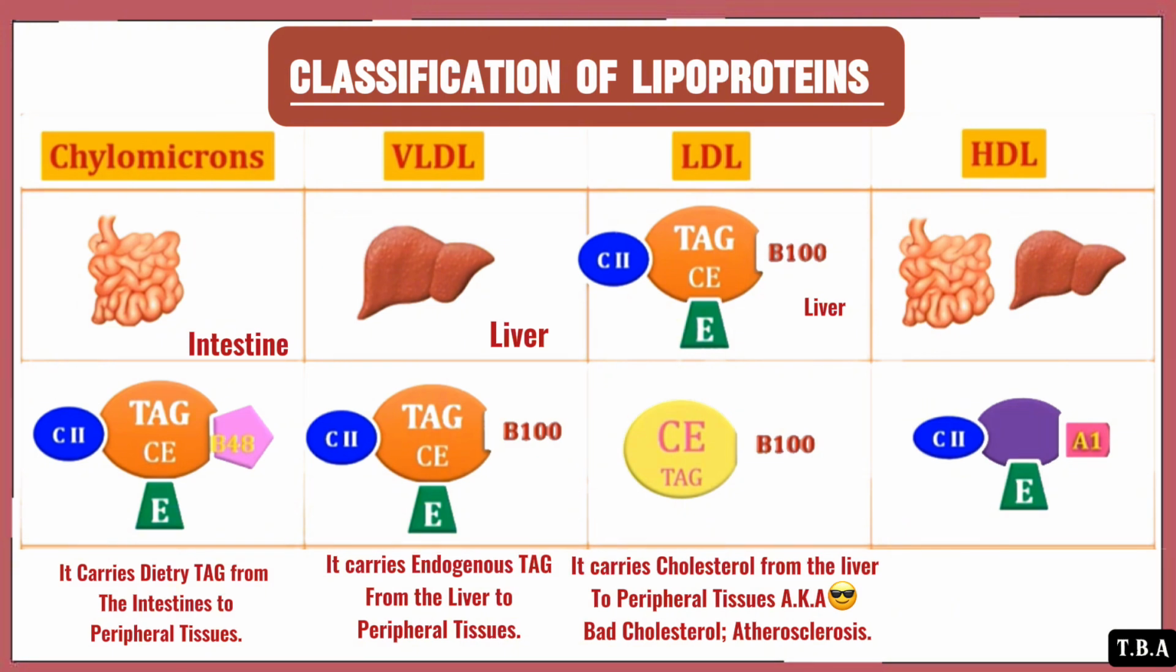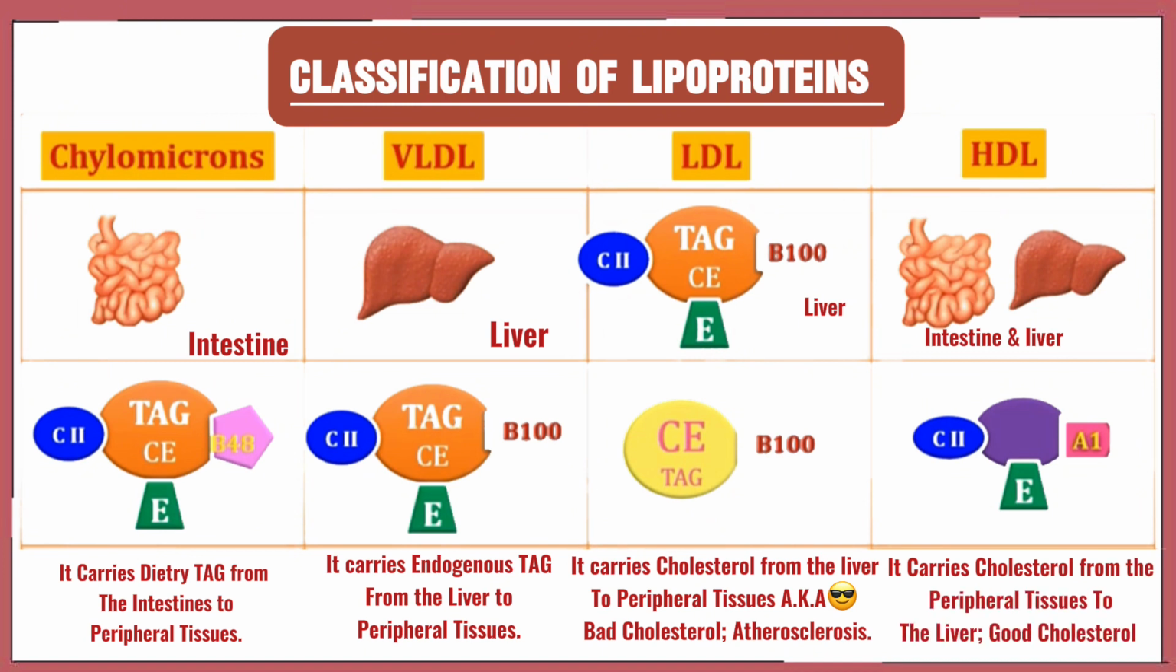HDL, called the high-density lipoproteins, is associated with the apoprotein A1. And the function of the high-density lipoprotein is that it carries cholesterol from the peripheral tissues to the liver. Now, this HDL is also known as good cholesterol. And the reason why it is called the good cholesterol is that it decreases the risk of atherosclerosis.